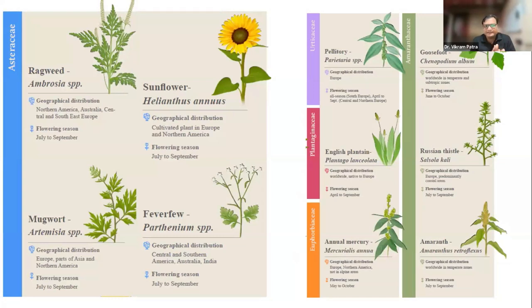And when we do skin prick test, they are in groups, so we need not do everything. So ambrosia, then artemisia, parthenium, helianthus, that's the sunflower. They belong to the Asteraceae group. Then we have the Amaranthaceae group, where we have Chenopodium album, Salsola kali, what is called Russian thistle, and the Amaranthus species. Then we have Urticaceae, Plantaginaceae, and the other annual mercury plants. So these are all the weeds which are present.